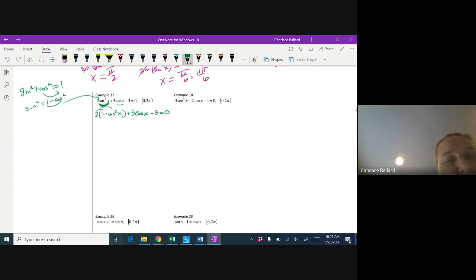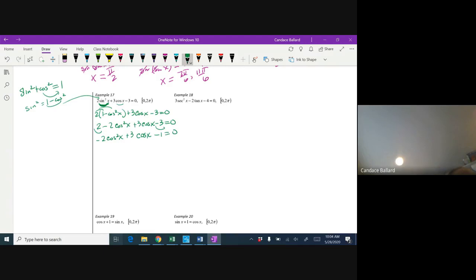I'm going to distribute this in. So I've got 2 minus 2 cosine squared x plus 3 cosine x minus 3 equals 0. It looks like I have some like terms, so I'm going to put the 2 and the 3 together. So negative 2 cosine squared x plus 3 cosine x minus 1 equals 0. I think we're doing okay so far.